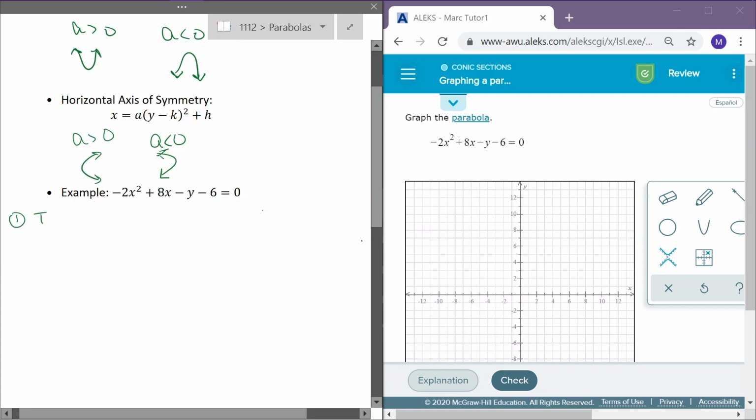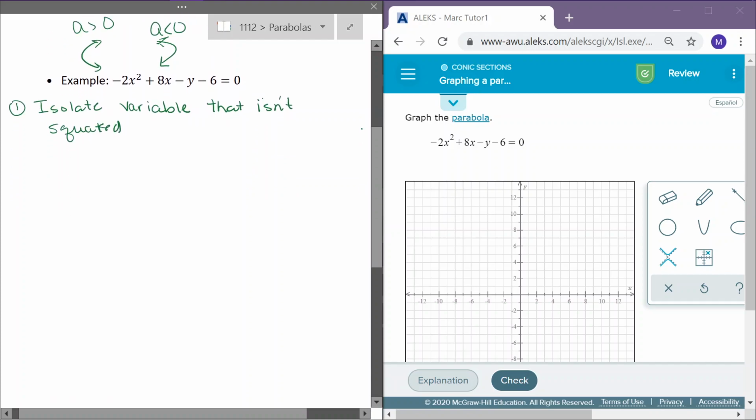So the first thing we want to do is isolate the variable that isn't squared. So if we have negative 2x squared plus 8x minus y minus 6 equals 0, here we can see that our x is squared, but our y is not. So I'm going to add y to both sides. And I'm going to get y equals negative 2x squared plus 8x minus 6.